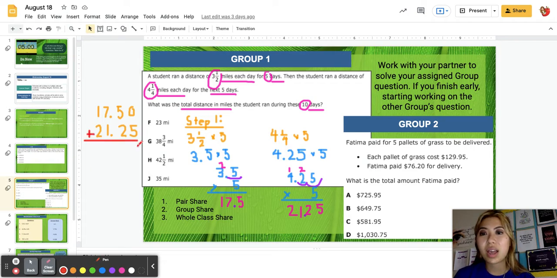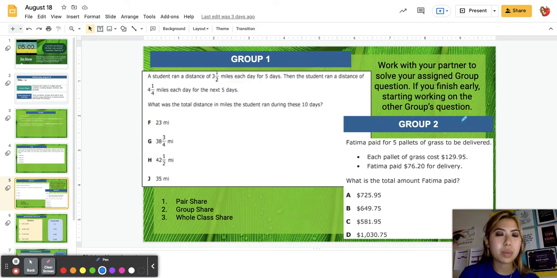Okay, 0 plus 5 is 5. 5 plus 2 is 7. We have to drop the decimal point. 5 plus 1 is 8. 1 plus 2 is 3. Okay, from here we have 38.75. Our only answer choice with 38 is G. And if you divide 3 divided by 4, you get 0.75. So we know that 38 3/4 is equal to 38.75. So our answer for this first problem was G.